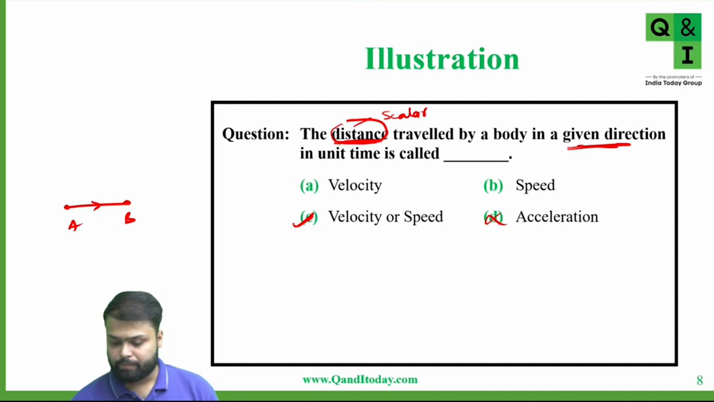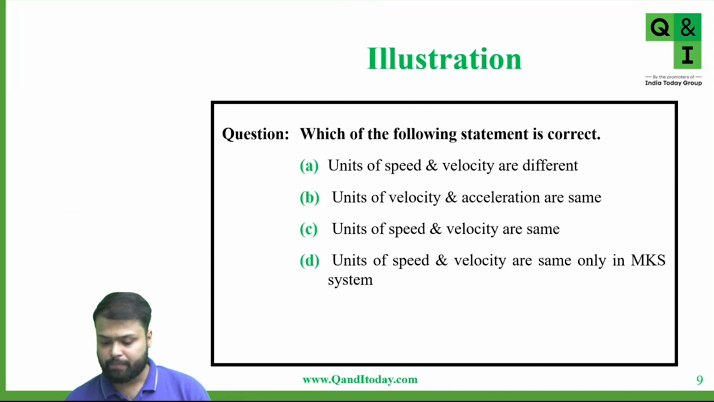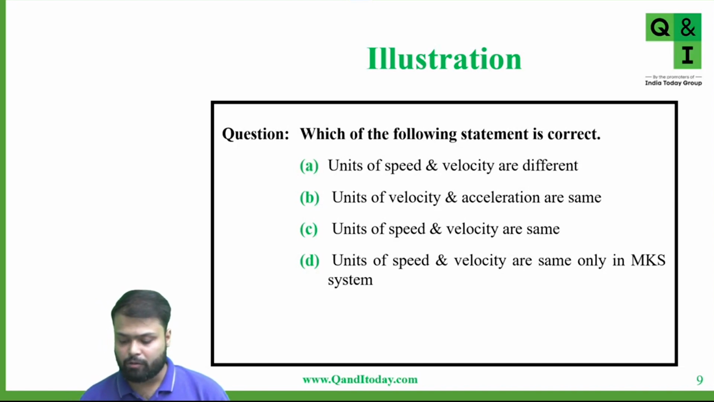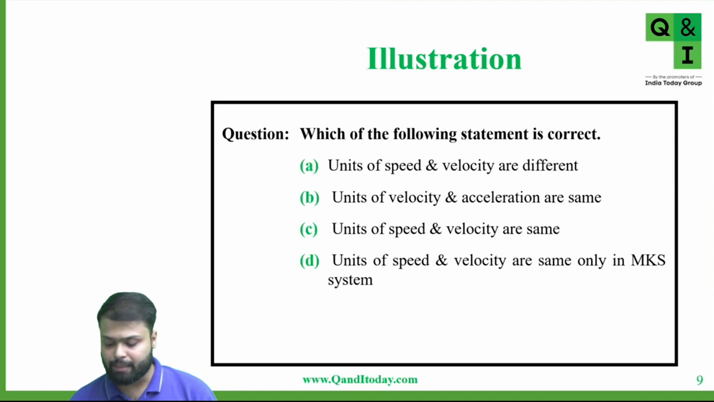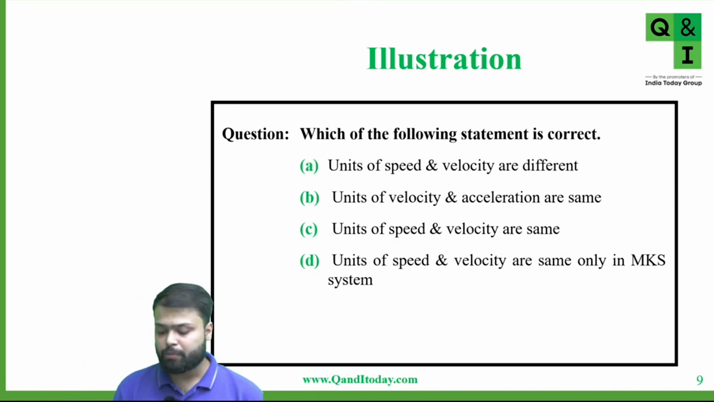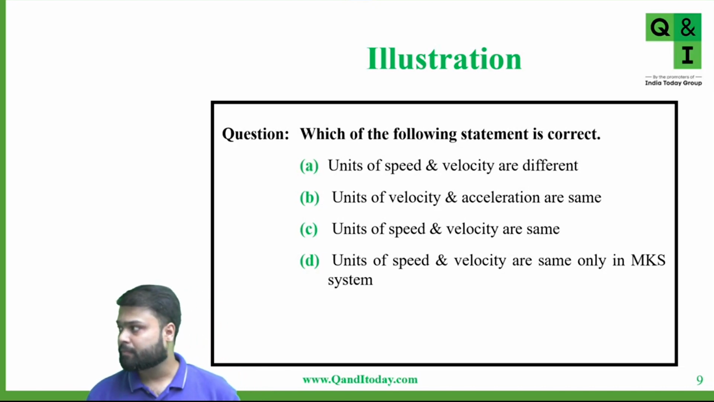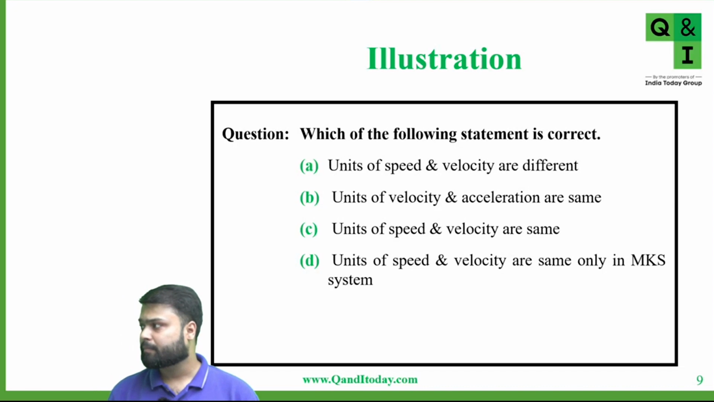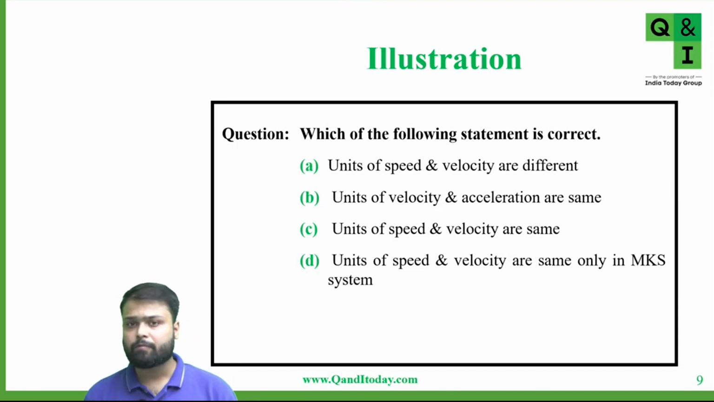Okay, very good. Now tell me this question. Which of the following statements is correct? A, units of speed and velocity are different. B option, unit of velocity and acceleration are same. C option, unit of speed and velocity are same. D option, unit of speed and velocity are same only in MKS system. So which option is correct? A, B, C or D? Which option is correct?